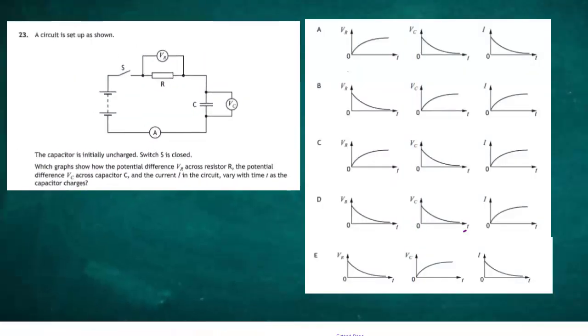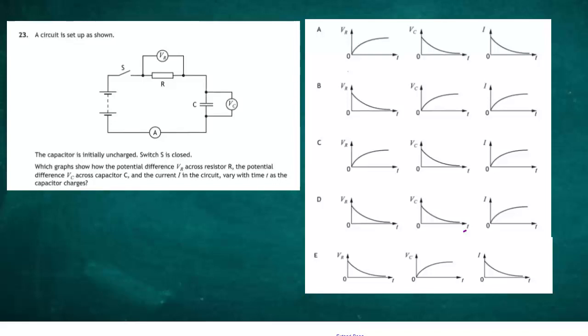Question 23 from paper 1 of the 2022 Higher Physics exam from the SQA. A circuit is set up as shown, and the capacitor is initially uncharged, and switch S is closed. Now, which graphs show how the potential difference VR across resistor R, the potential difference VC across capacitor C, and the current in the circuit vary with time t as the capacitor charges? Now, it's a very difficult question because you've got so many graphs to focus in on.